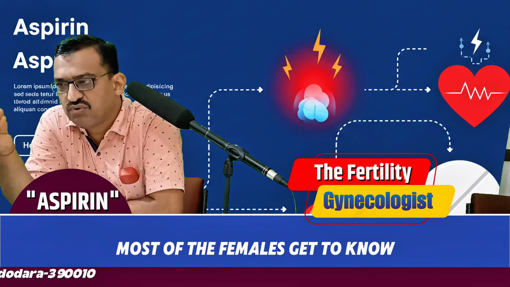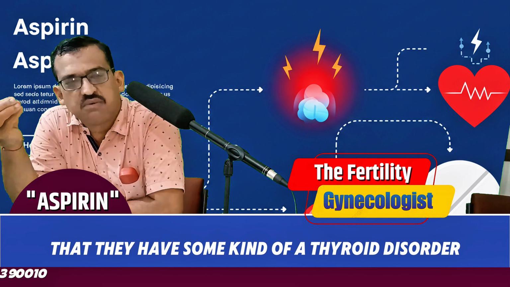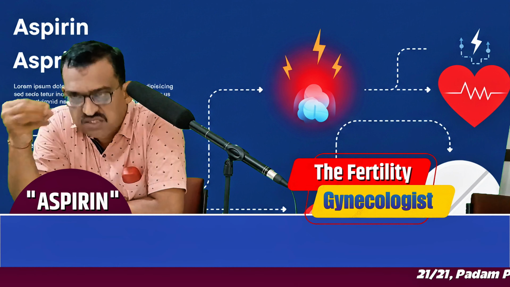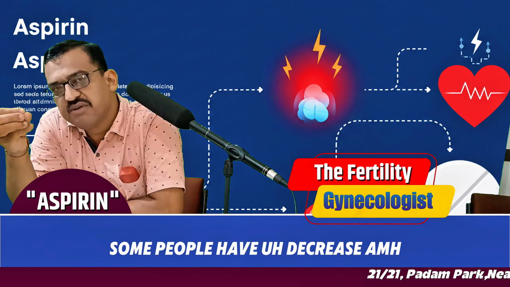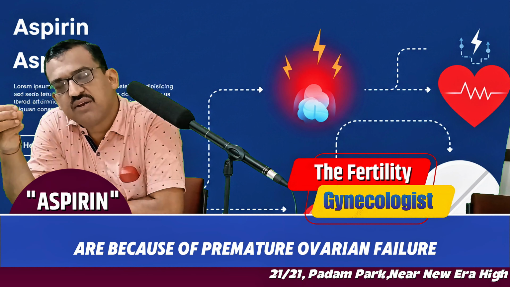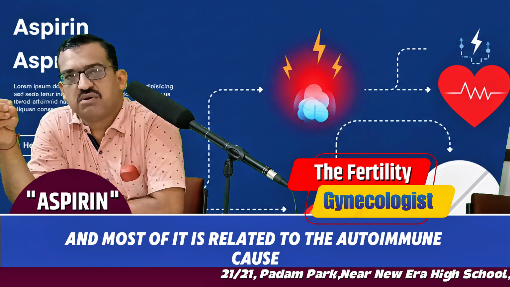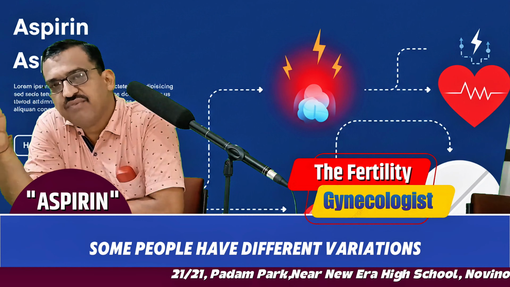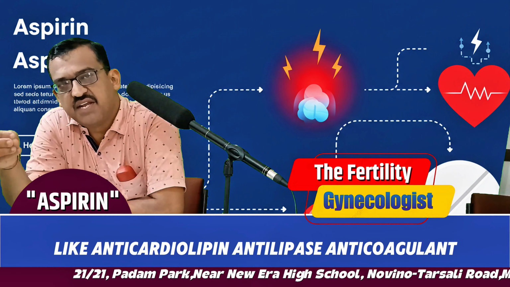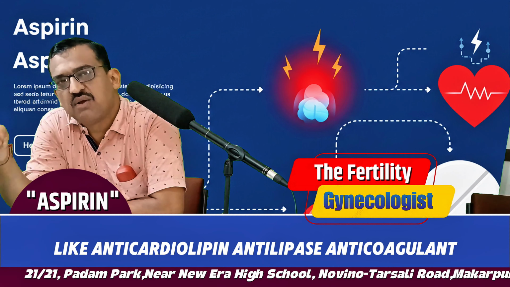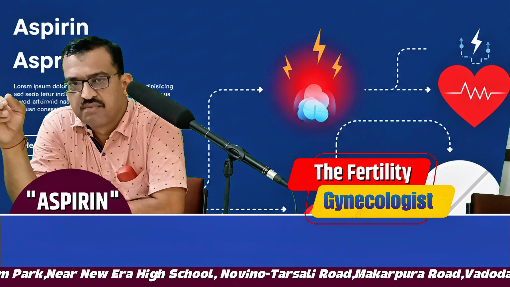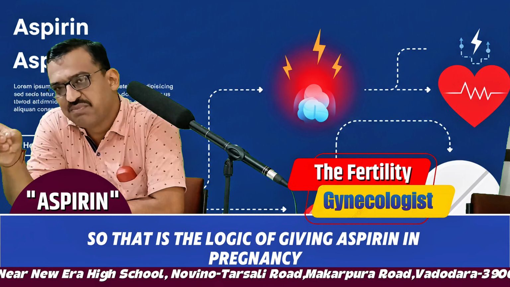Most of the females get to know for the first time in pregnancy that they have some kind of a thyroid disorder. If we check extensively, they might be having autoimmune antibodies. Some people have decreased AMH. Most of the causes of decreased AMH are because of premature ovarian failure, and most of it is related to the autoimmune cause. Some people have different variations, different titers of autoimmune antibodies, like anticardiolipin antibody, lupus anticoagulant, antinuclear antibody, etc., in their blood. So that is the logic of giving aspirin in pregnancy.